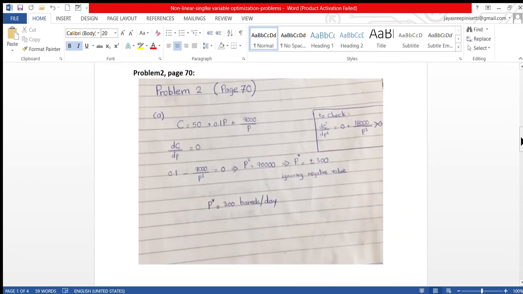Let's solve another simple problem, problem 2, page number 70. I'm not writing out the problem here because I already uploaded it in the last session. Problem 2, page number 70 in your course material.